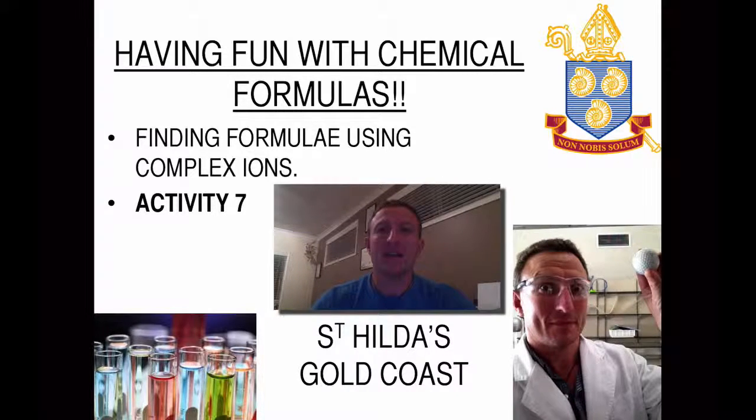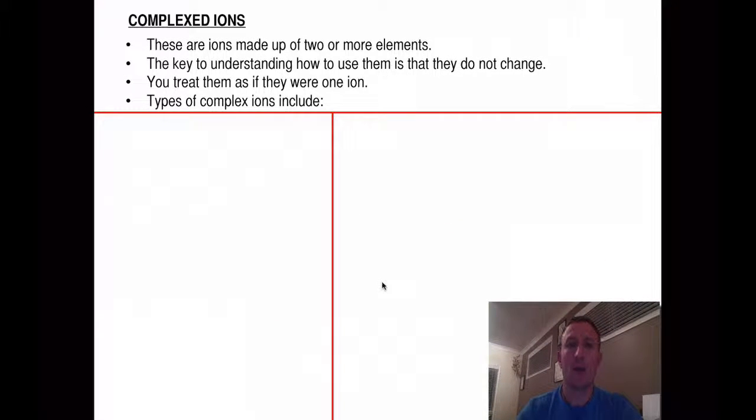Okay, the last real step that we're going to look at with respect to ionic formulae is, during this tutorial, complex ions. So the first question we need to ask ourselves is, what is a complex ion? Well, complex ions are basically ions which are made up of two or more elements. In most cases, they tend to be anions.